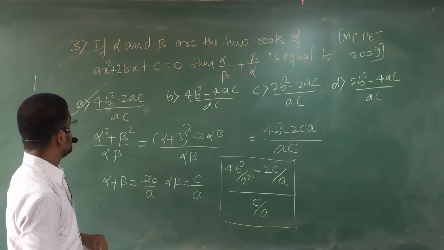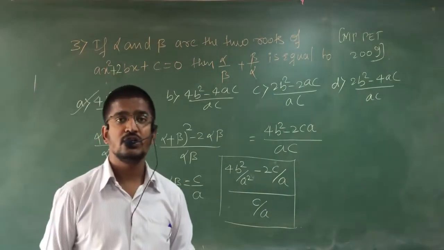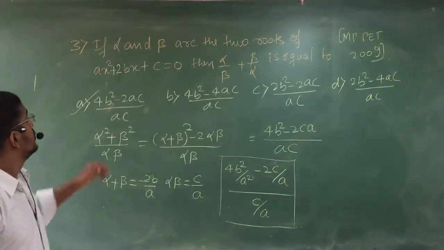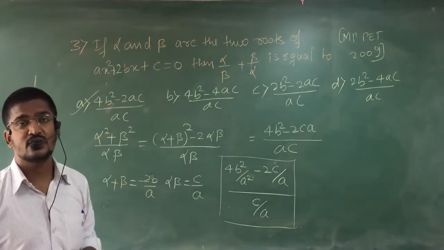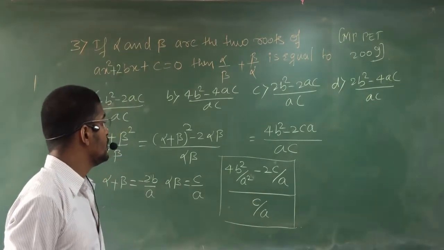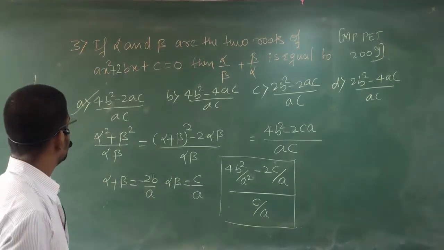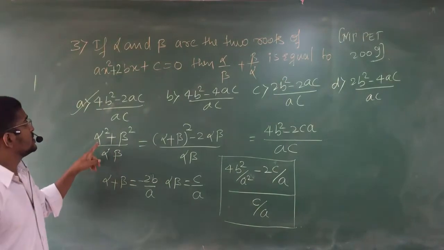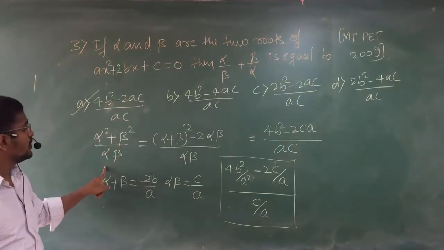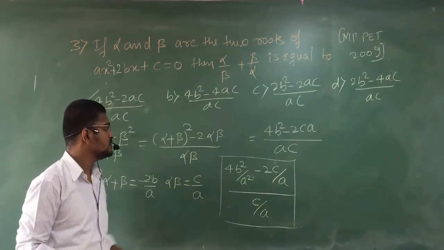So no problem. After solving this, I think you got an idea of solving alpha by beta plus beta by alpha for this algebraic equation ax square plus 2bx plus c equal to 0. So answer is 4b square minus 2ac divided by ac. First you simplify that, you are going to get alpha square plus beta square divided by alpha into beta. Next you use a plus b whole square formula, it will be in this form.